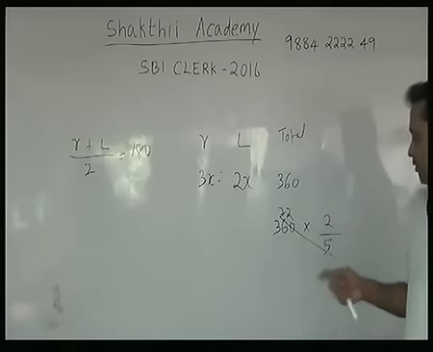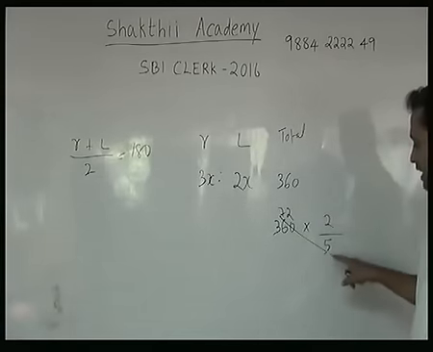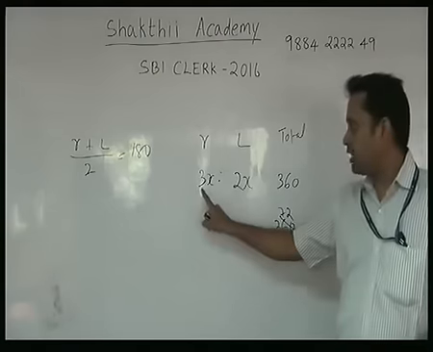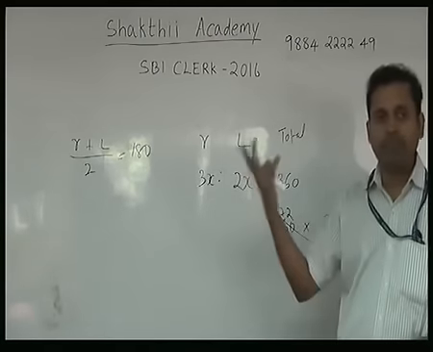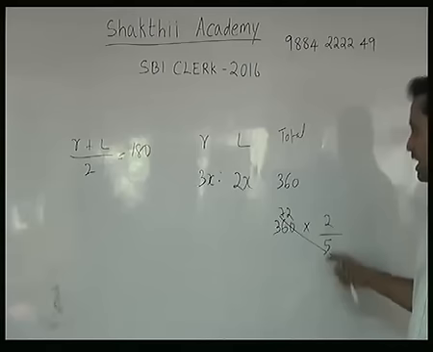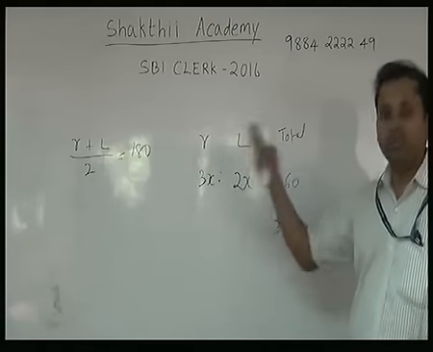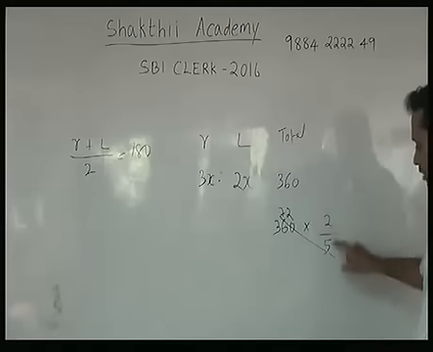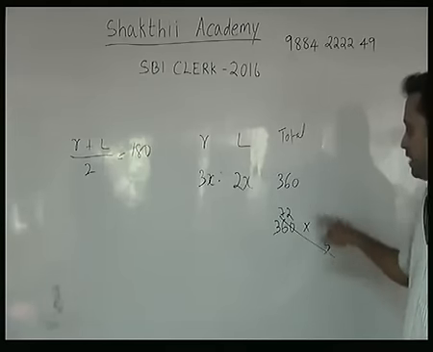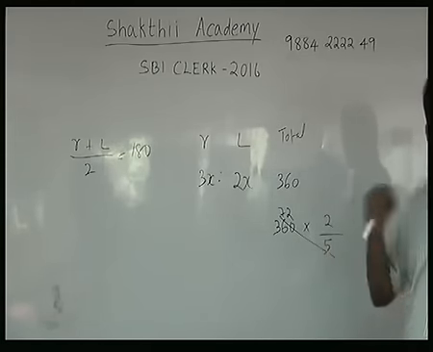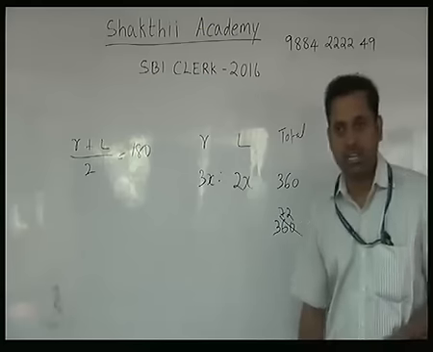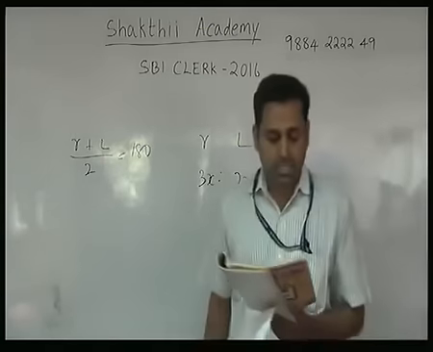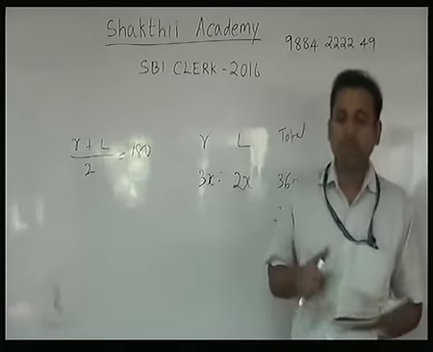Some of you may not understand why I am writing 5 here. 5 is nothing but 3 plus 2, so there are 5 parts in total. Out of that, lily is only 2 parts, so 2 parts out of 5 parts. This I am multiplying with the total parts, so that I will get only how many lilies. Clear? Okay.